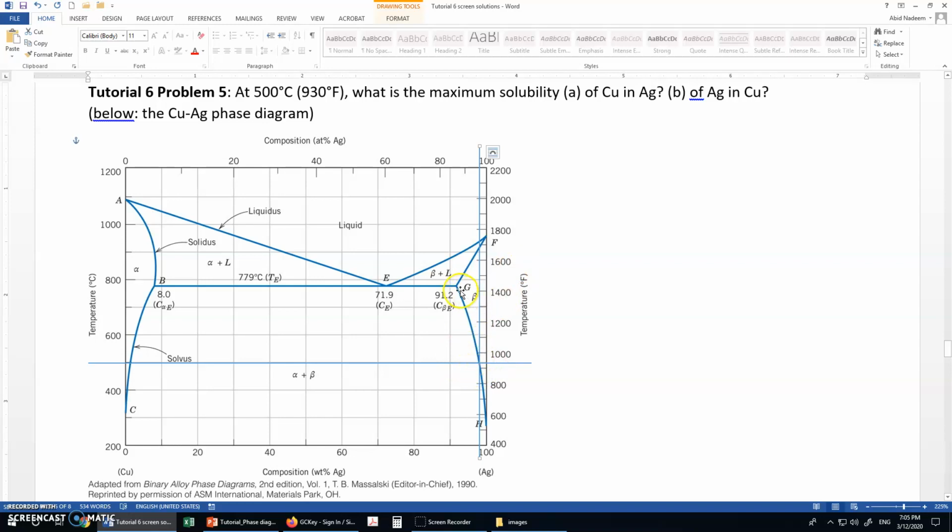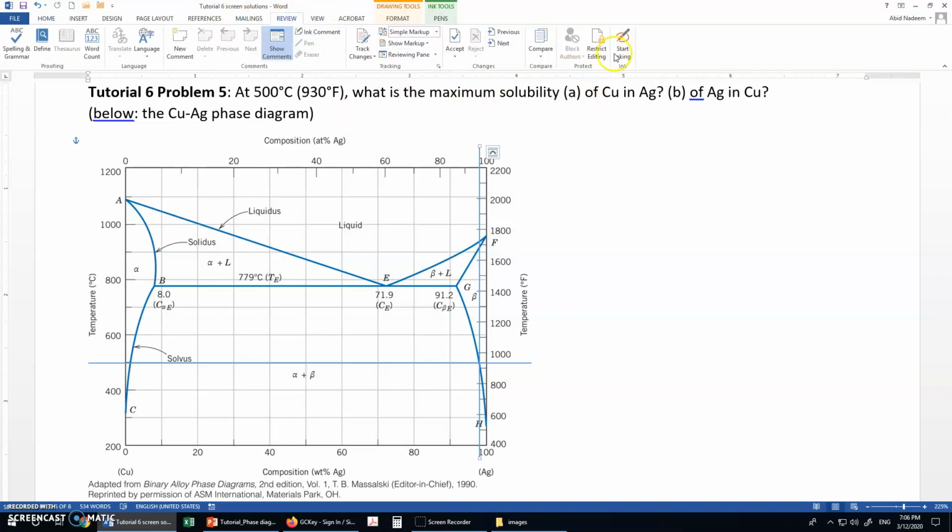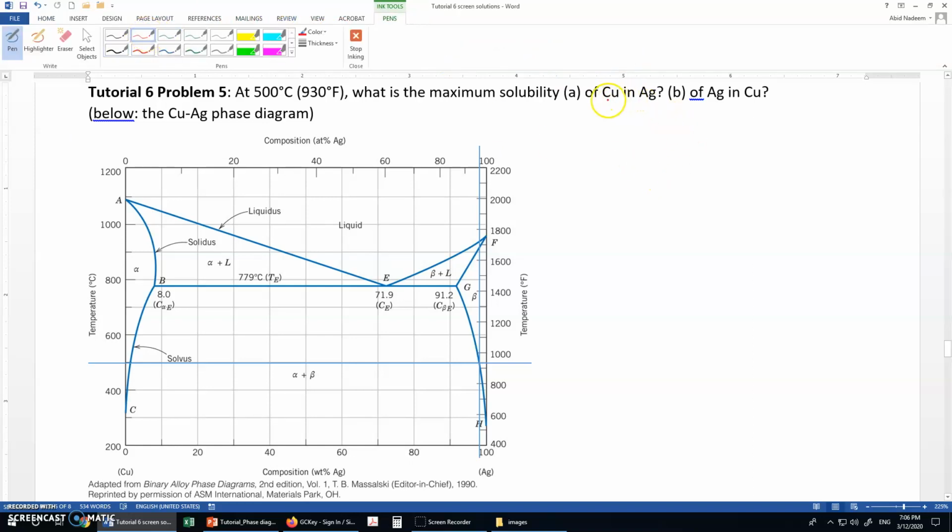intersecting this temperature line, and then this is the solvus line, which is between the alpha plus beta and beta phase boundaries. Here you can see that it is touching this composition. This composition is very nearly, if it is 80, then 90, then it may be like 97-98%. So the solubility of copper in silver corresponds to 98% silver, and that means 2% copper. So our answer is about 2% copper.